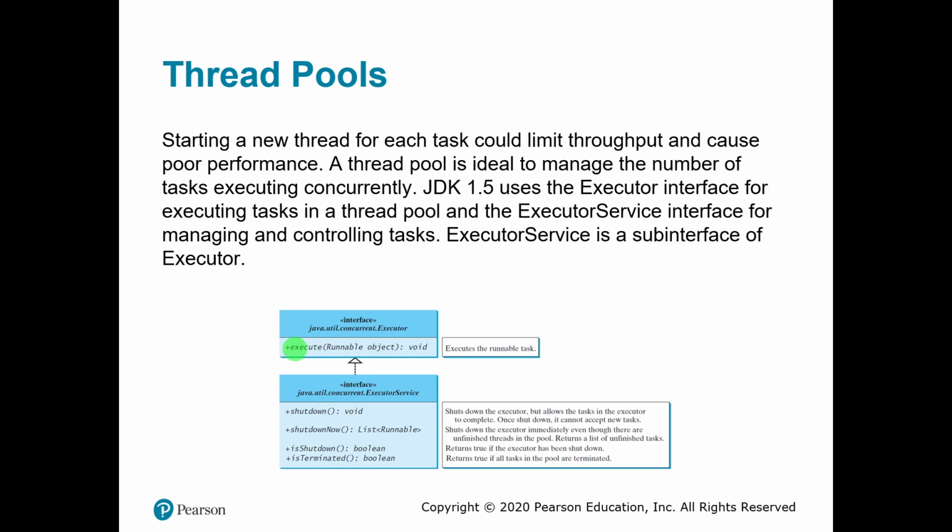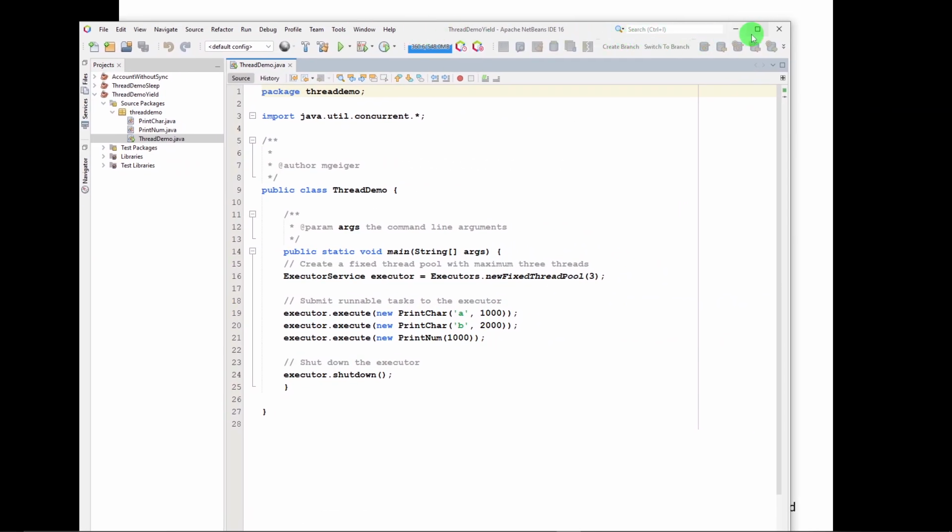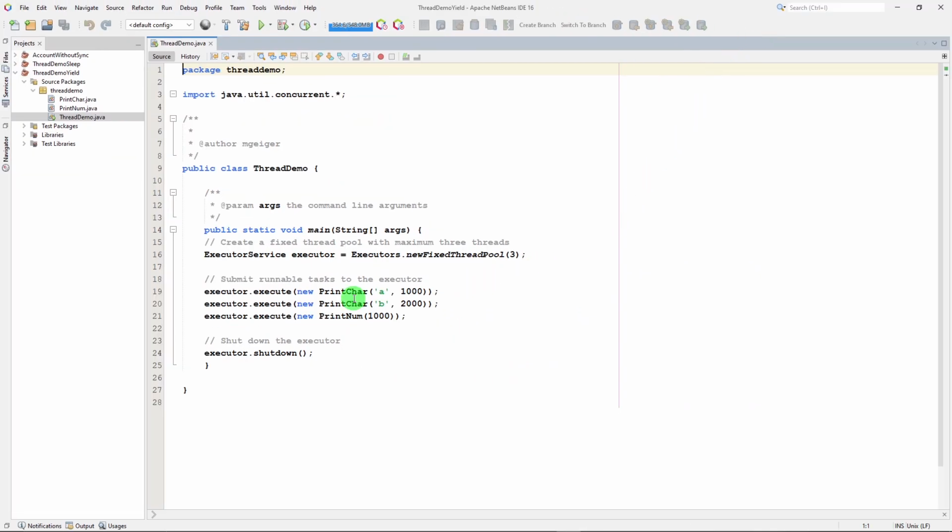You can look through here and see we can tell it to execute a certain Runnable object. But in order to use an Executor object, we have to use some static methods contained in the Executors class. These are some of those static methods that create the thread pools and create new threads as needed. So let's take a look at the example we've been looking at, done with a thread pool. It's not as complicated as it sounds.